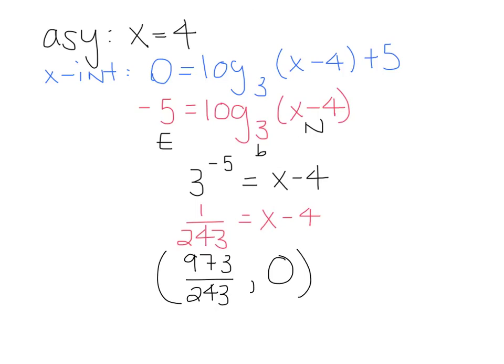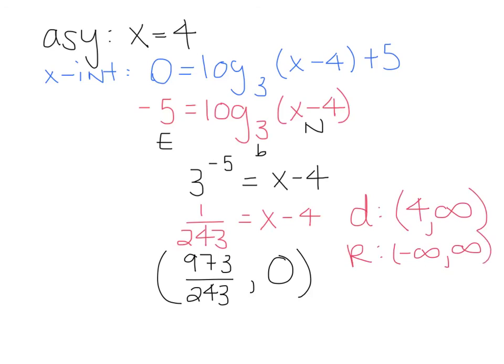This makes sense if we look at our graph because 973 over 243 is just a little before the number 4, okay? And remember, 4 is our asymptote. So since 4 is our asymptote, that affects our domain. So it's now 4 to infinity because it cannot be the number 4. And the range has now swapped, and so it's now negative infinity to positive infinity for your range.